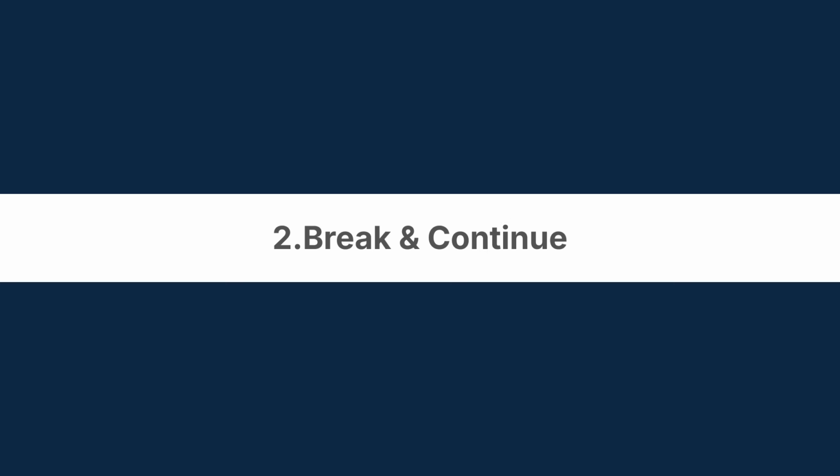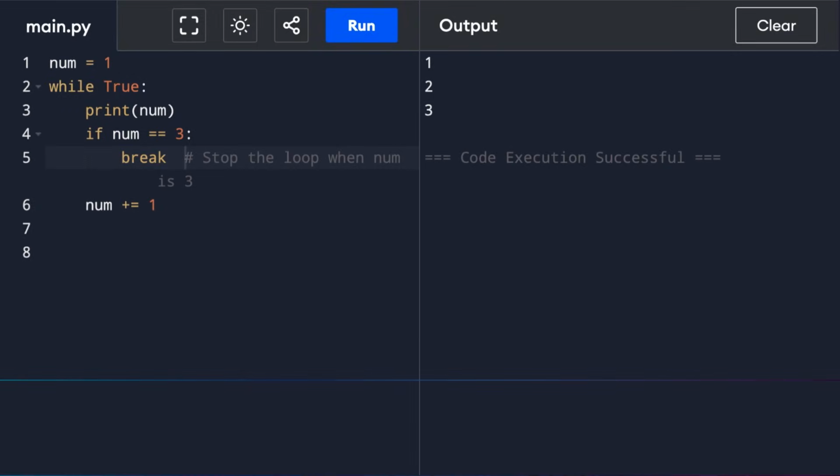2. Break and continue. This is an example of using break. The goal is to print numbers starting from 1 and stop when the number reaches 3. Look at the while true. True means always true. This is called an infinite loop. Normally, this loop never stops unless we use a break. So Python will keep running the loop until we tell it to stop.